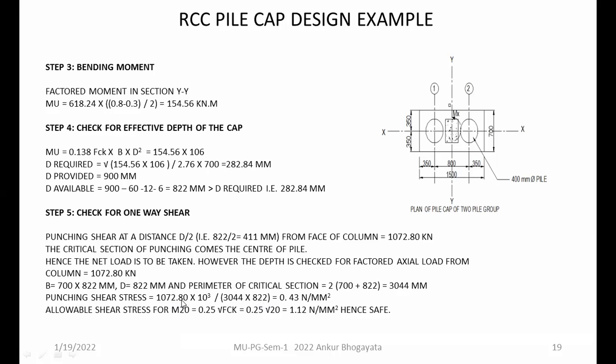This is the total force that is obtained. So actual shear stress at the location or desired cross section is 0.43, permissible is 1.12, so it's quite safe in that way.